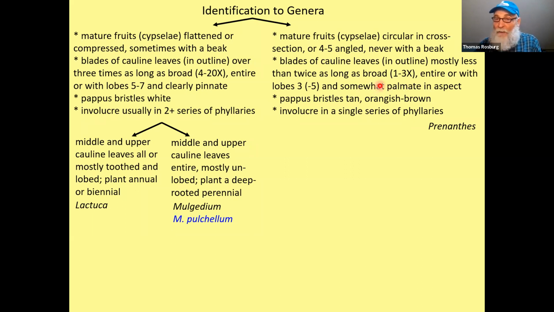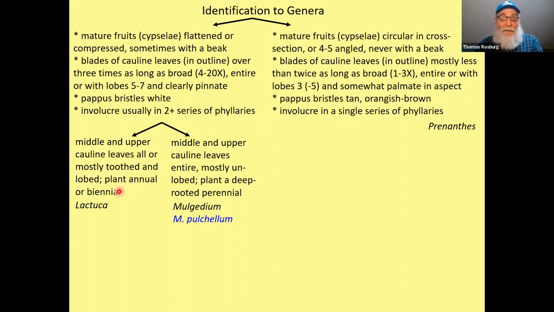Sometimes when you do have lobing, it's more like palmate lobing, which means that the lobes are kind of in the shape of a palm rather than a feather. Pinnate means like a feather. The lobes are coming off like the veins come off of a feather. So lobing is usually more pronounced in Lactuca and Mogideum and less pronounced in Prenanthes. If you just have the plant without any flowers, there is a difference in the pappus, as I pointed out. And again, there is a difference in the involucres.